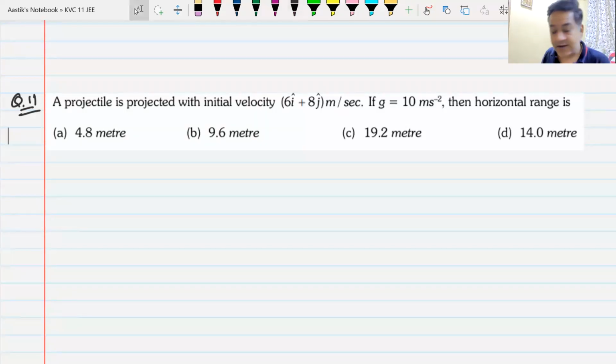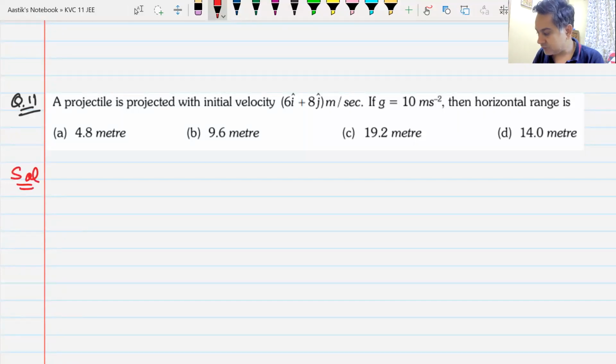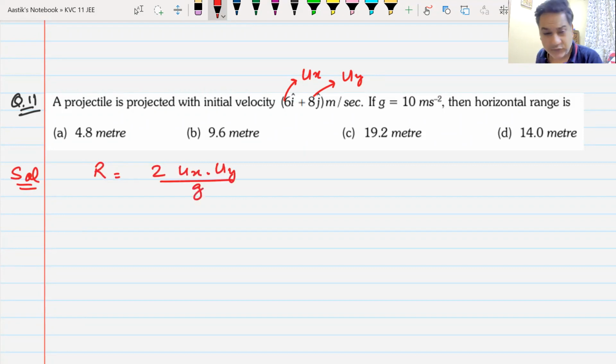No answer. I will have to move ahead and tell you the answer. How are you going to do this? This is Ux. This is Uy. So range is simply 2 times Ux, Uy by G. That was the only formula that remained that we had not done. So you can straight away do it in this way: 2 into 6 into 8 divided by 9.8, and that is the answer that you will get. I hope you understand this.